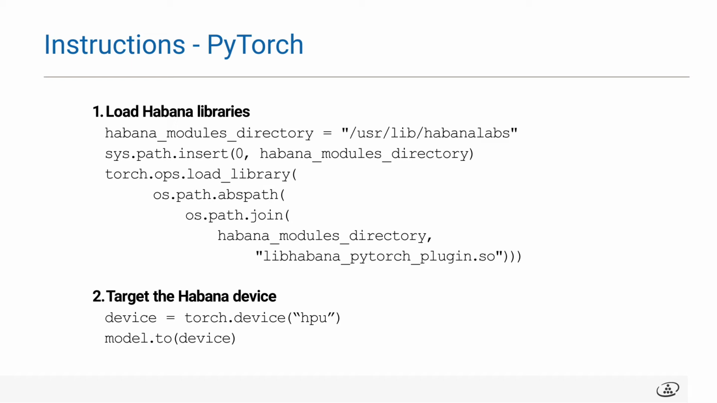The first statement sets the directory where these libraries are stored. The second statement includes that directory in Python's search path for libraries. The third statement concatenates the name of the library to the directory and calls the load library method on the path to load it. To target the Habana device, call the torch.device method with the string HPU. Also call toDevice on your model. However, your script may already include this last statement.